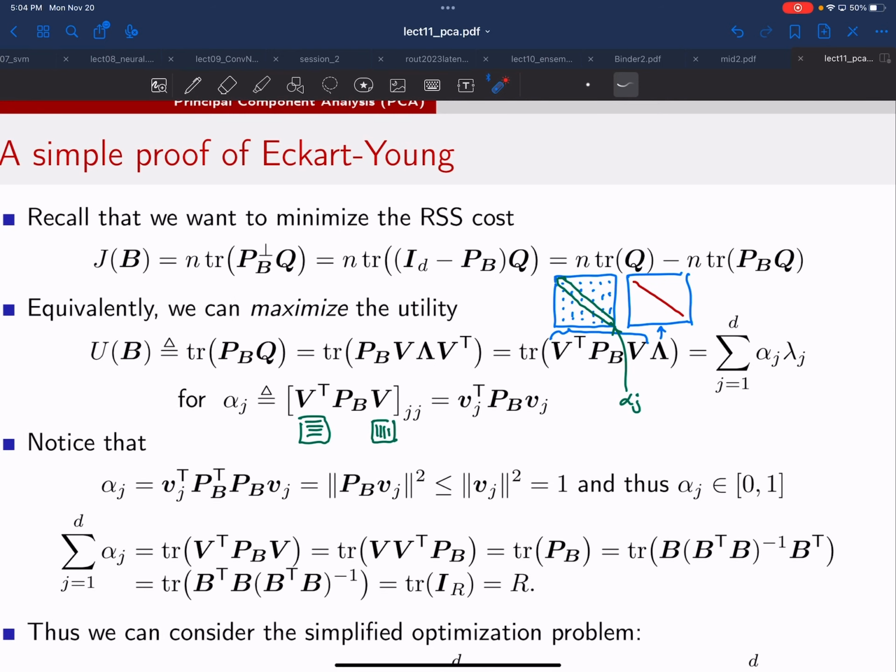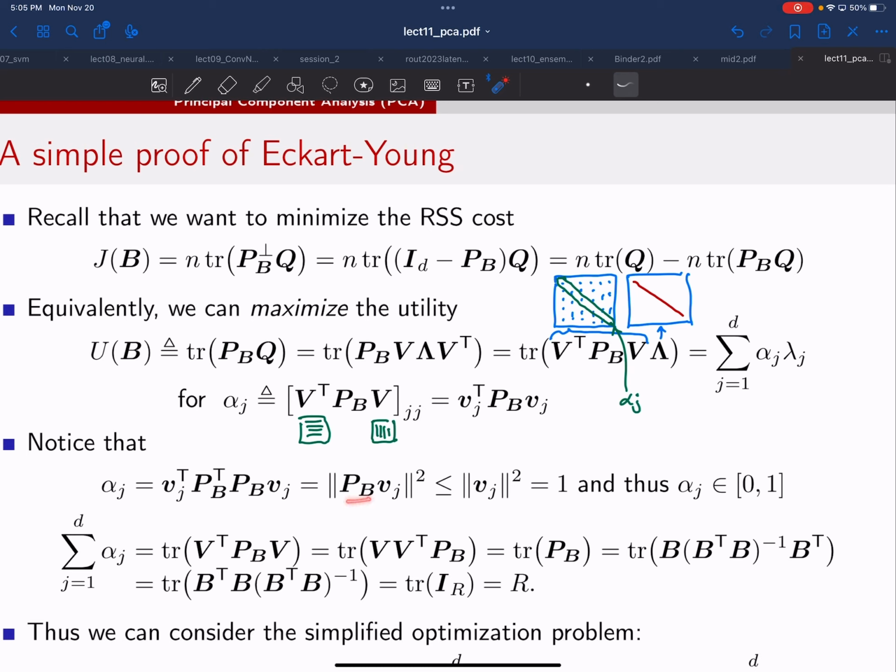There's a couple important facts about the alpha j's. Let's first take our alpha j and sneak in PB transpose. The reason we can do that is, remember, number one, PB is idempotent, meaning PB equals PB squared. And then PB is also symmetric, so I can change this other PB to PB transpose. It doesn't change anything. And we're going back in this direction to realize that this is, so I have basically a row vector times the same column vector. That's the norm squared.